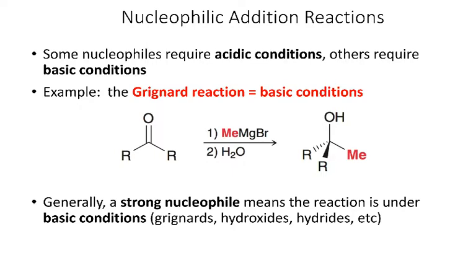And in fact, if we're in acidic conditions, those acidic conditions destroy the Grignard reagent, and so those reactions aren't going to work. But then if we consider some of the other strong nucleophiles, right, hydroxides are very basic, hydrides are very basic, so just the nature of the strong nucleophiles often means that we'll be in basic conditions.